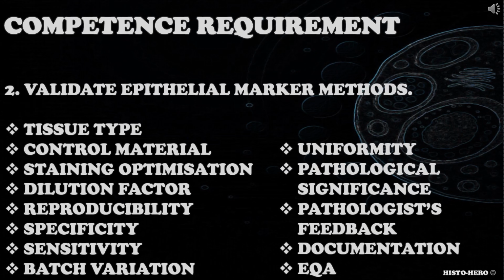The second competence requirement is for you to validate epithelial marker methods. What steps would you take to validate new epithelial marker? Consider tissue type expressing epithelial markers, control material, staining optimization, dilution factor, staining reproducibility, specificity and sensitivity, possible batch variation, pathological significance, pathologist's feedback, relevant documentation and EQA schemes available.